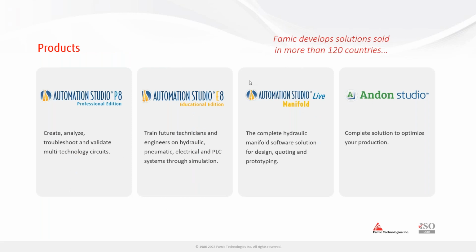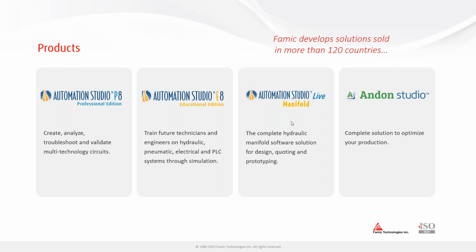These are our products. We have a total of four products. One is Automation Studio Professional Edition, which is mostly used by industries to create, analyze, troubleshoot, and validate their multi-technology circuits. Then we have Automation Studio Educational Edition, which is used by students and professors of schools and universities to train their future technicians and engineers on hydraulic, pneumatic, electrical, and PLC systems through simulation.